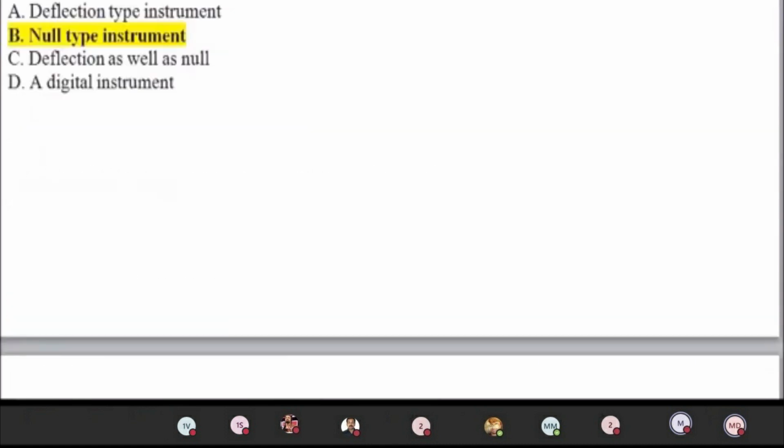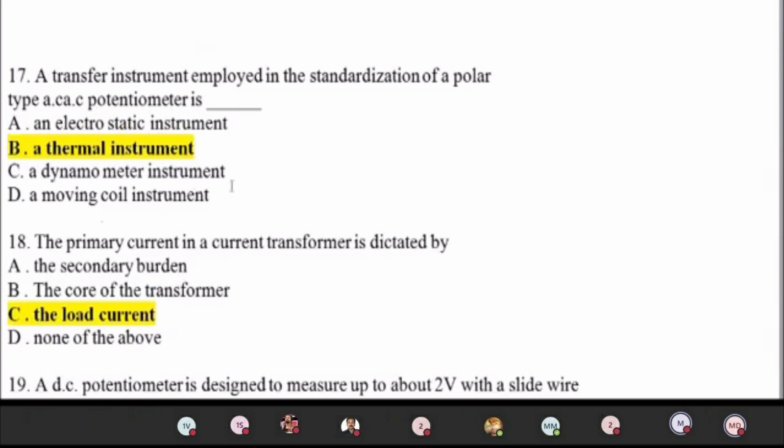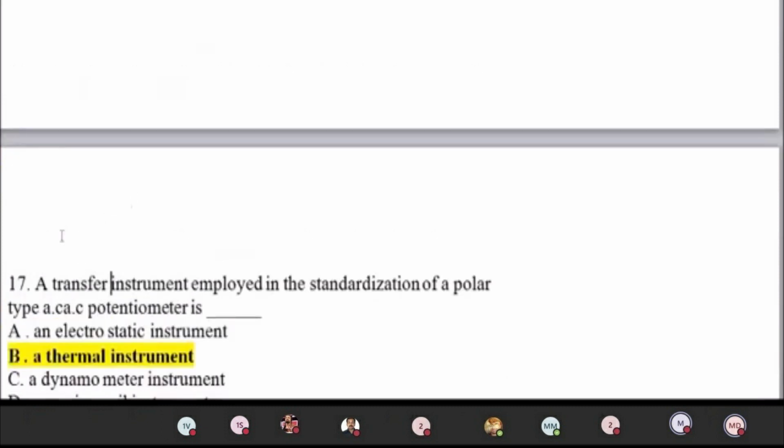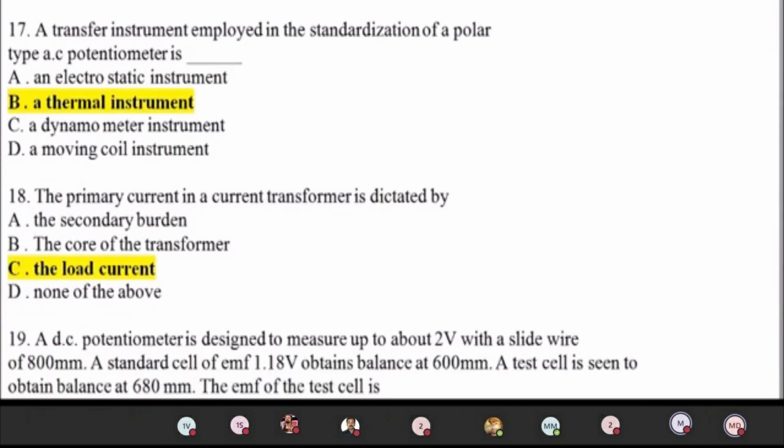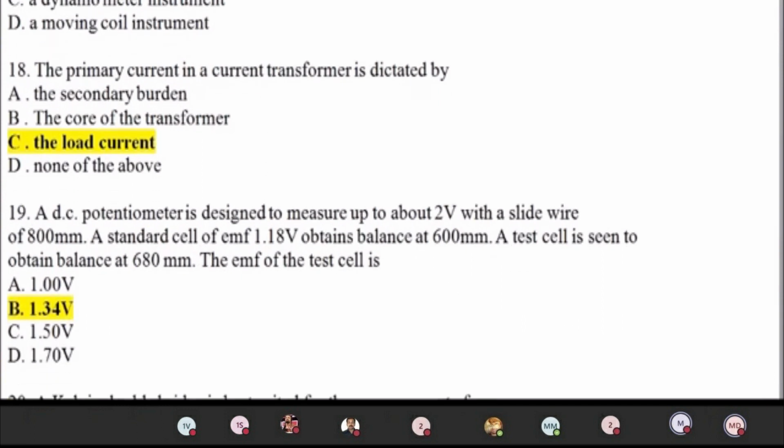And next question. So again, this is also a direct question. So you need not spend more time in this. A transfer instrument employed in the standardization of polar type AC potentiometer is a thermal instrument. So no logic is needed. Once you remember the concept, you can give the answer.